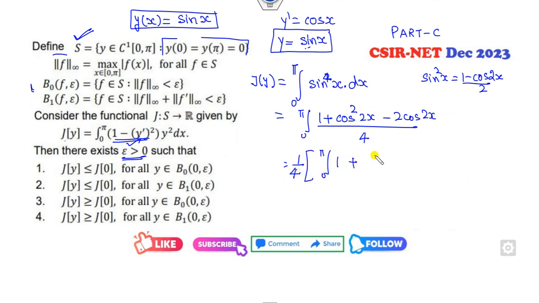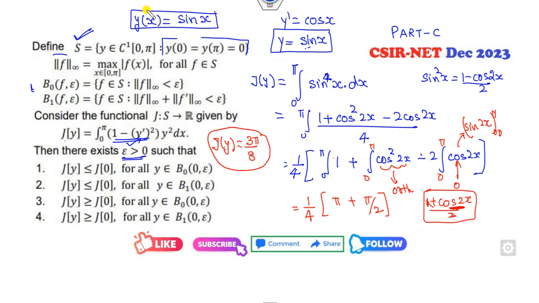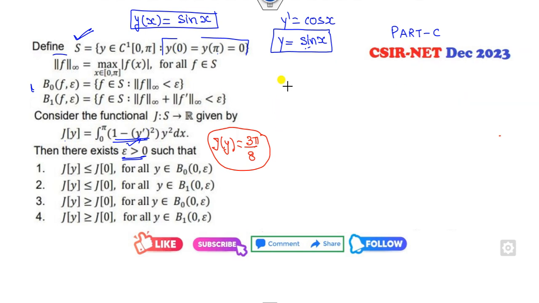So the integration of 1, the integration of cos square, and the integration of cos 2x. Clearly this value will be 0, because if you integrate from 0 to pi, it will be sine of 2x, and when you take the sine from 0 to pi, it's 0. By using the orthogonal property, the answer of this will be pi over 2, and this number will be pi. Otherwise, you can write this integration as 1 plus cos 2x over 2. Again, the integration of 1 will be pi over 2 and the integration of this will be 0. So the answer, J of y, will be 3 pi over 8.